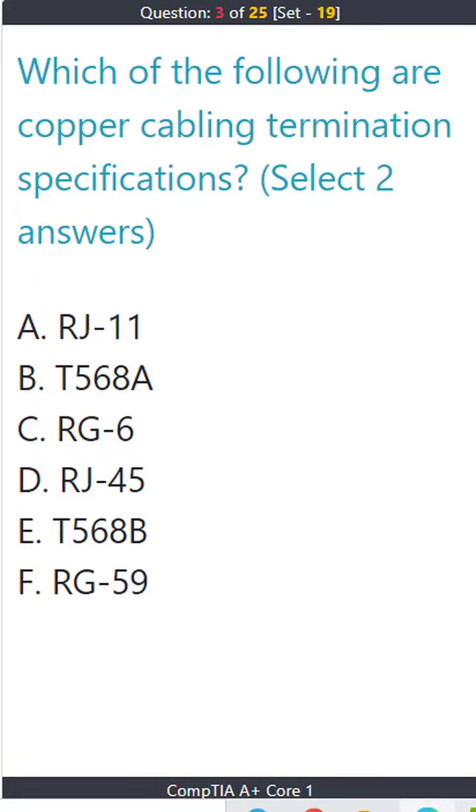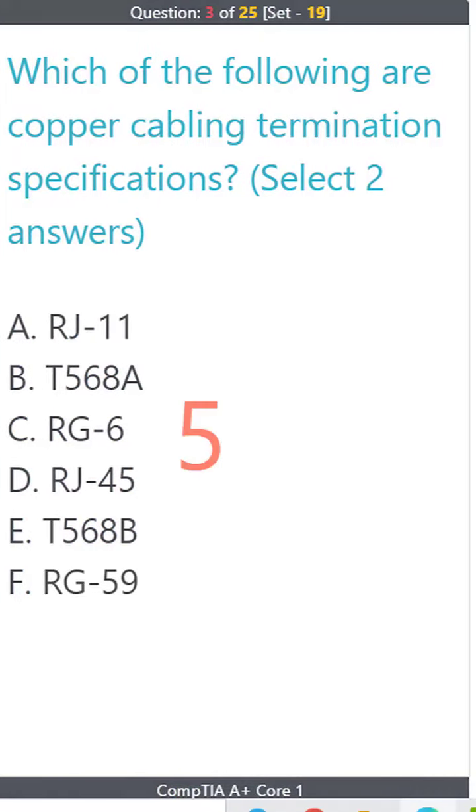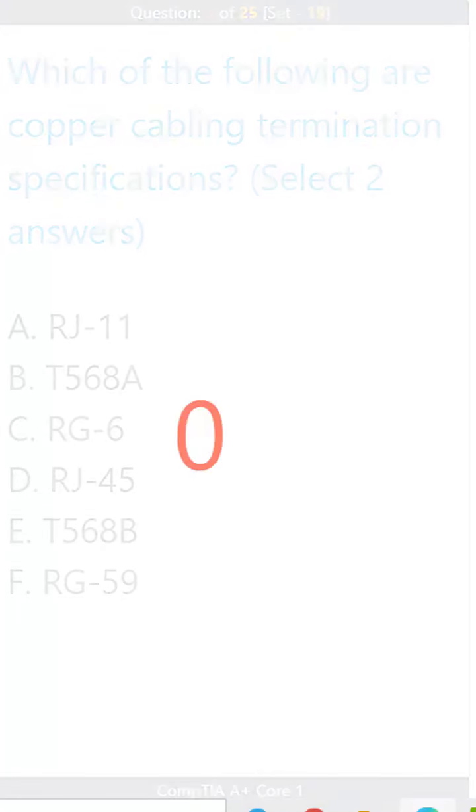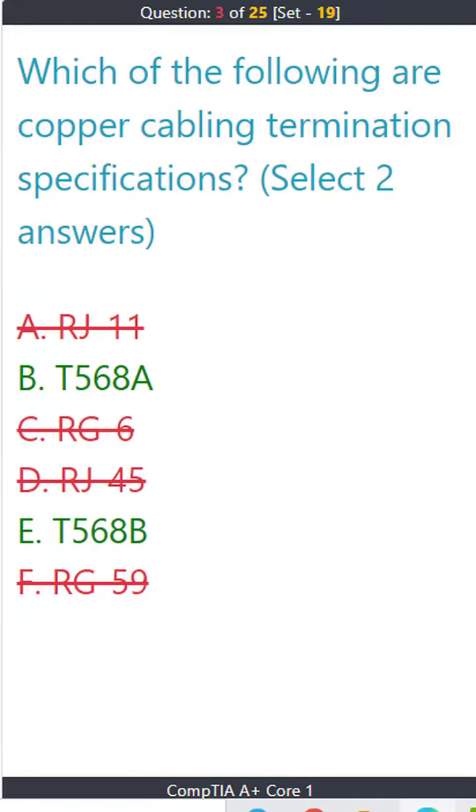Question 3. Which of the following are copper cabling termination specifications? Select two answers. A. RJ11. B. T568A. C. RG6. D. RJ45. E. T568B. F. RG59. The correct answers are B. T568A. E. T568B.